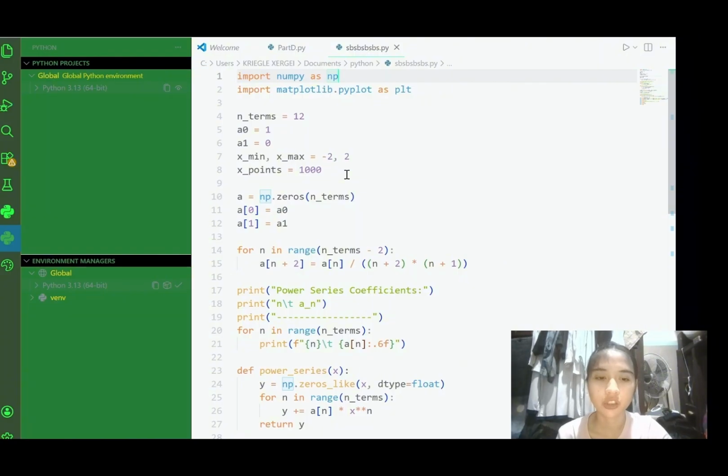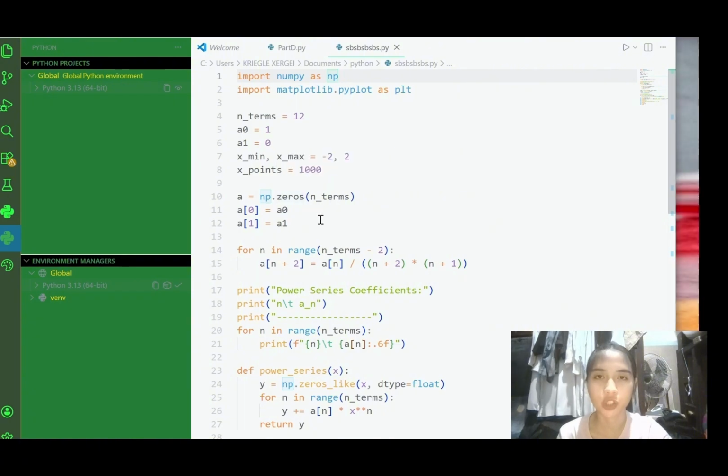Then we set the range of x from negative 2 to positive 2, and we use 1000 points to make the graph smooth. After that, we create an array called a to store the coefficients. Initially, it is filled with zeros. Then we assign the first two values: a sub 0 is equal to 1 and a sub 1 is equal to 0.